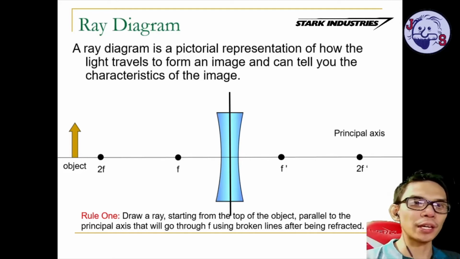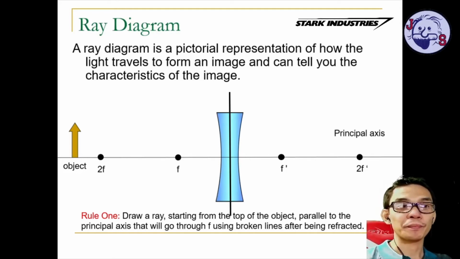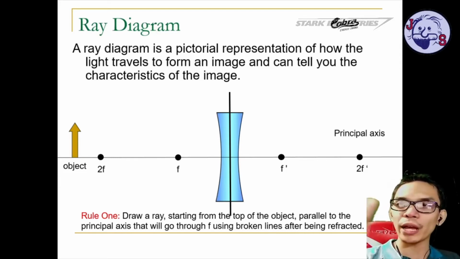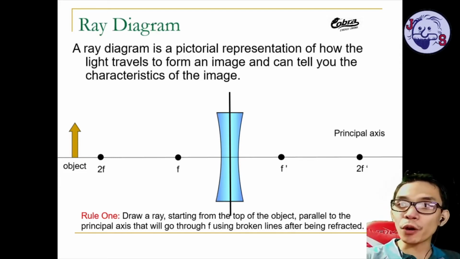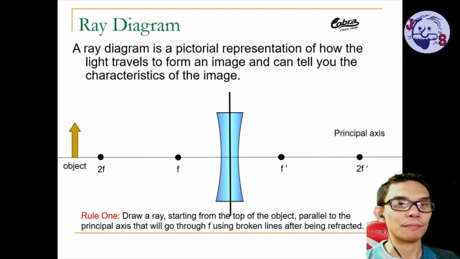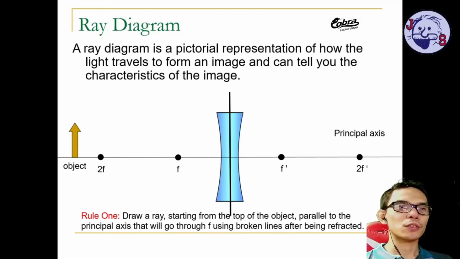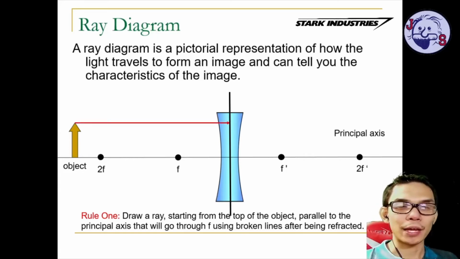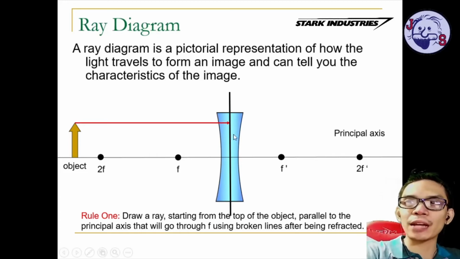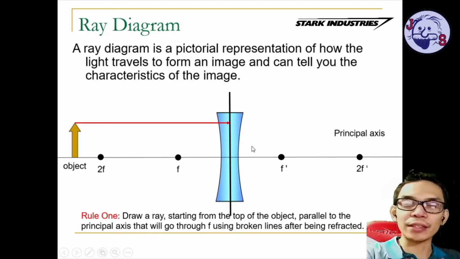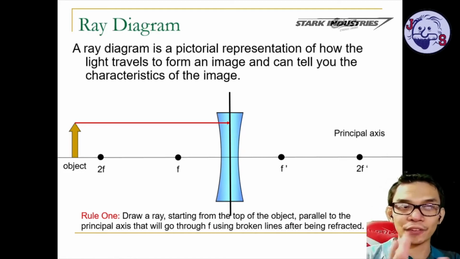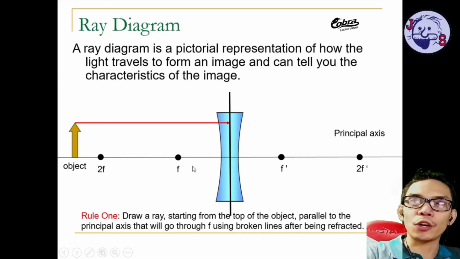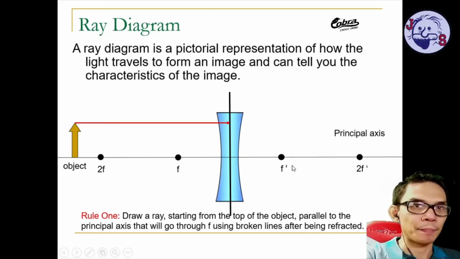The first thing is the same one, the principal ray. Draw a ray starting from the top of the object parallel to the principal axis that will go to F using broken lines after being refracted. So it looks like this. Parallel. Then, where will the refracted light go? Again, refracted light, not reflected light. Now, where will the refracted light go? Is it on the F over here or the F prime?